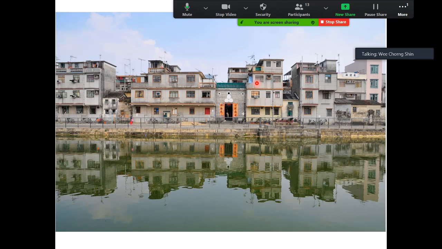Yeah, so in fact, when I was teaching stereochemistry to my students, this is actually a direct reflection. It's a mirror image because the water is very, very still. And a lot of my students thought this is a river. They didn't know that it's just a little pond.